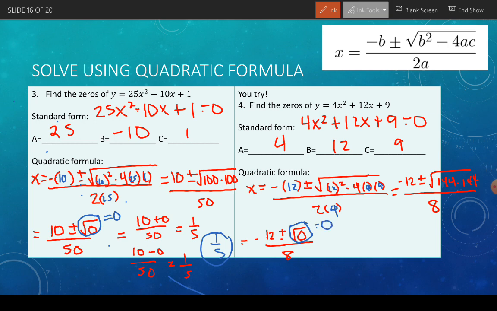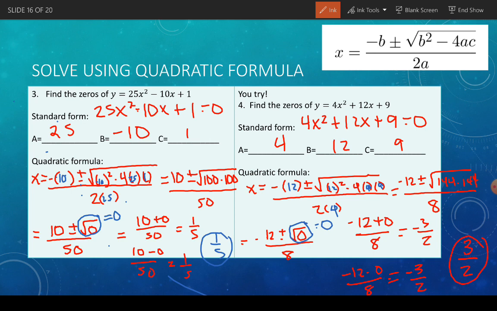So we'll have two equations now. We'll have negative 12 plus 0 over 8 and negative 12 minus 0 over 8. We'll get the same answer for both. So we'll get negative 3 over 2 and negative 3 over 2. So our zero for this equation is just one solution of negative 3 over 2. Good job.